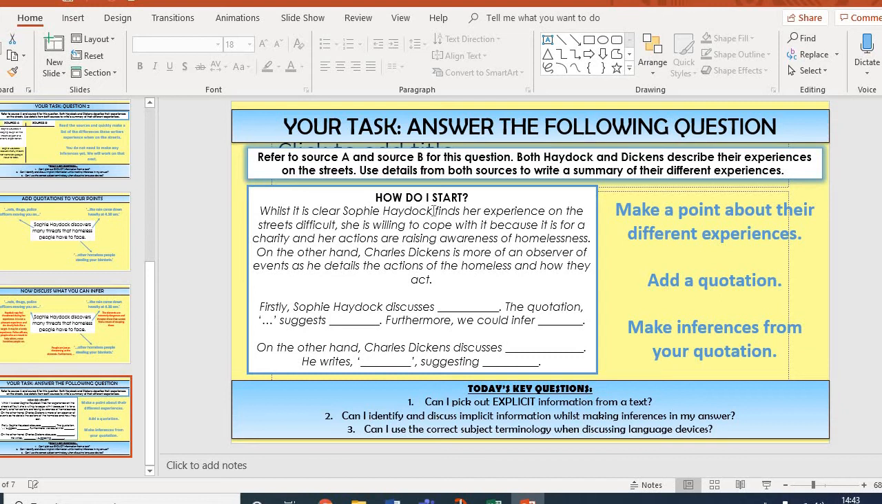in this first paragraph is I refer to both articles pretty quickly. What you don't want to do is have really a whole section on the Sophie Haydock piece and then a whole section on the Charles Dickens piece, because I shouldn't be able to take a pair of scissors and essentially cut your answer up into a Sophie Haydock response and a Charles Dickens response. The whole time should be merging. So for example, whilst it is clear, and then on the other hand, firstly Sophie Haydock discusses, on the other hand Charles Dickens discusses. Those sort of phrases, those sort of wording is what you need to be doing.